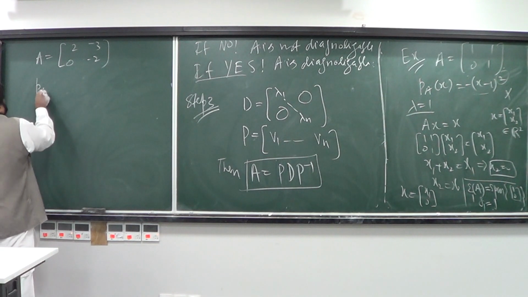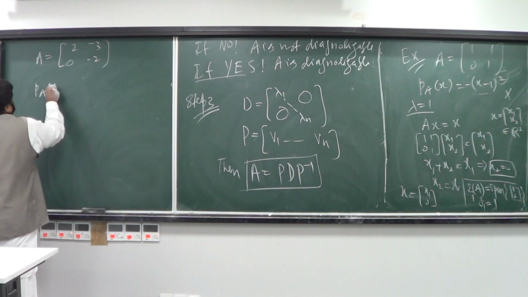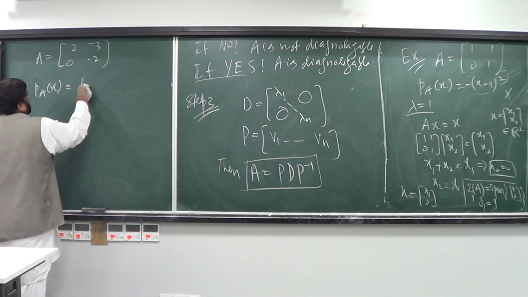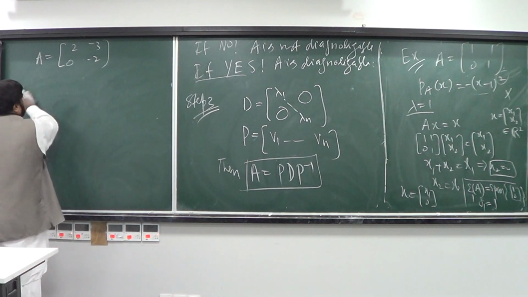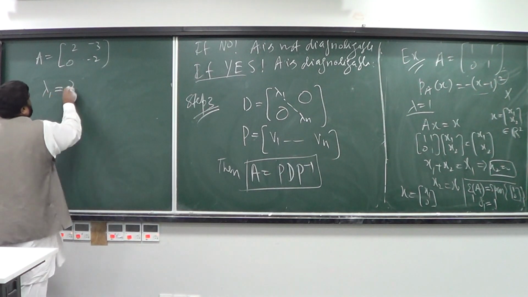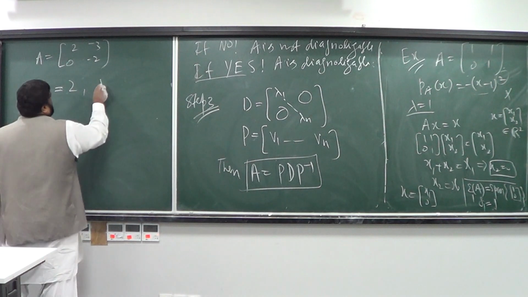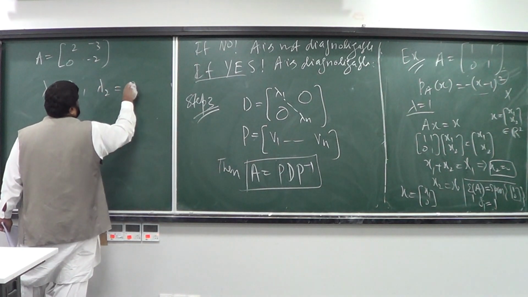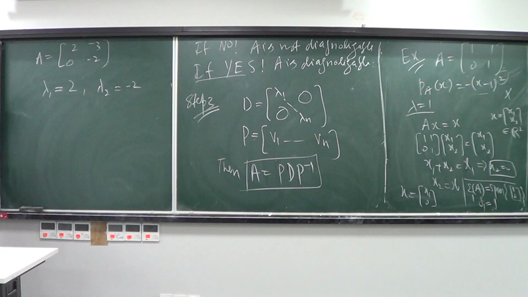The characteristic polynomial of this matrix is going to be the determinant. Or shall I write directly what the eigenvalues will be? You can compute that there are two eigenvalues of this matrix. One is lambda 1 equal to 2 and the other is lambda 2 equal to minus 2. So it has two eigenvalues. I'm not getting into the calculation of eigenvalues.